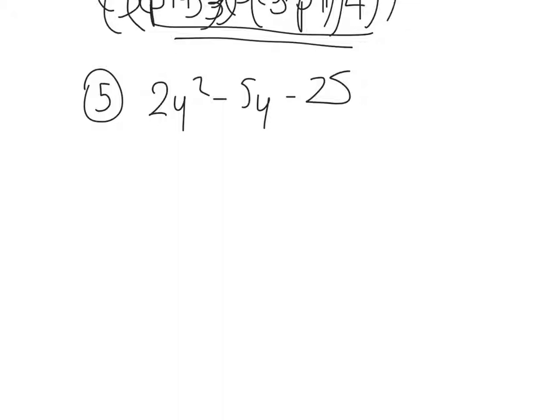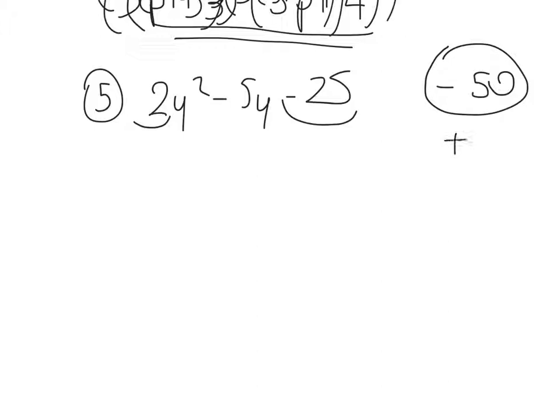Okay, example 5. We're going to factorise 2y squared minus 5y minus 25. So again, multiply together the front and back numbers. 2 times minus 25 is minus 50. If the product is negative, then that comes from the signs being different. Take your time and have a think about it. Two numbers that multiply to give minus 50 and add together to give minus 5 are plus 5 and minus 10. 5 times minus 10 is minus 50, and 5 minus 10 is minus 5.